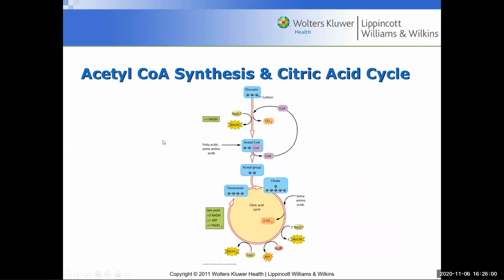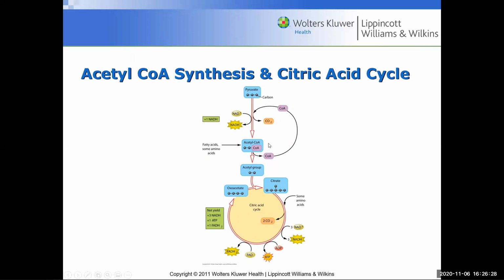All right. So again, what we're looking at here is acetyl coenzyme A synthesis and the citric acid cycle, very importantly. And this, of course, takes place within the mitochondria. So the pyruvate, which is generated in the cytoplasm from the first part of glycolysis, is shuttled into the mitochondria. And it goes through successive reactions.